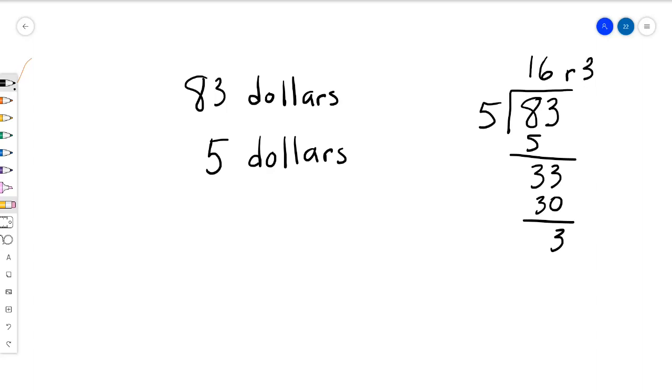So if I'm going to give $5 to each friend and family member, and I'm going to put those in cards, how many cards will I need to get rid of all $83? I'm going to need 16 cards for $5 each, and then I'll have $3 left over, so I'll need a 17th card, and some unlucky person is going to get $3. So I will need 17 cards. And that's how I would work this equal group problem.